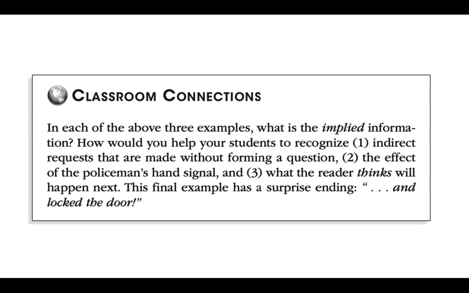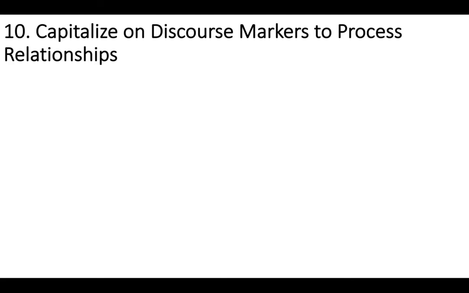All right. So those are examples of implied and literal meaning that could be used as a strategy for learners to use when they're reading. And then next we've got number 10, capitalize on discourse markers to process relationships.